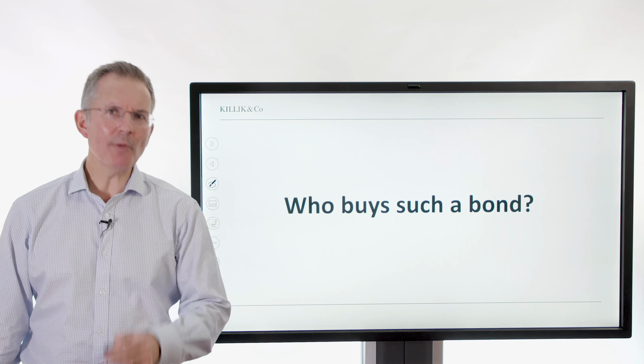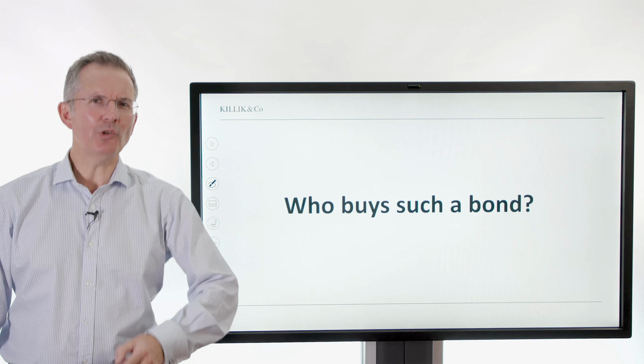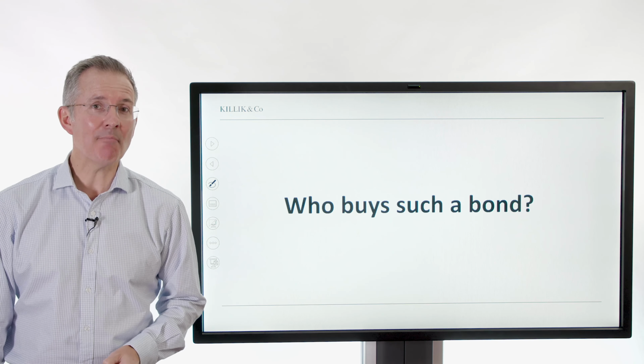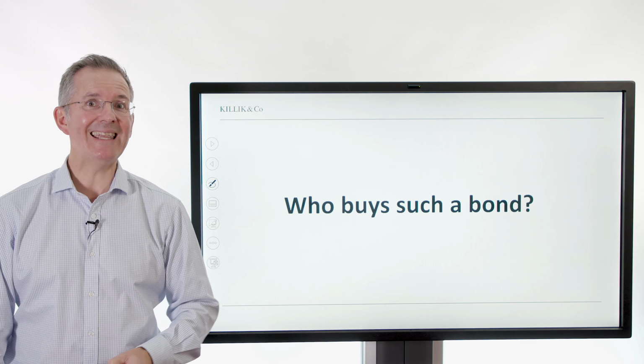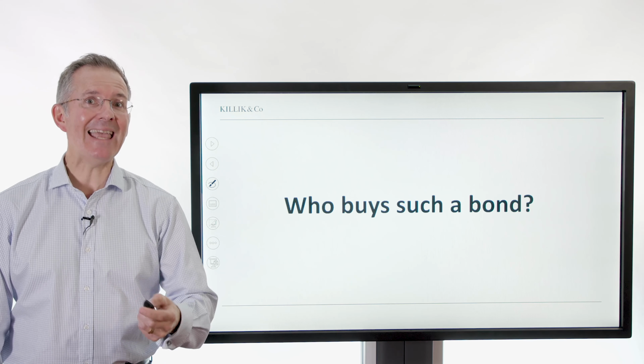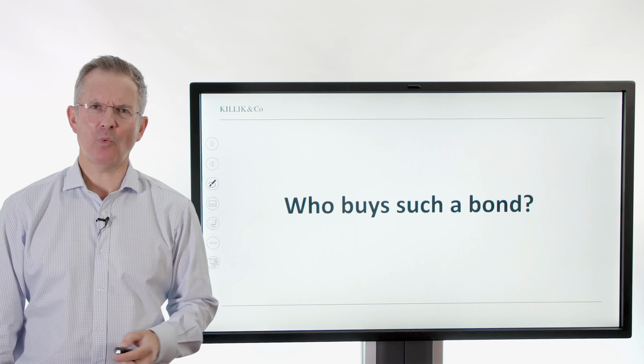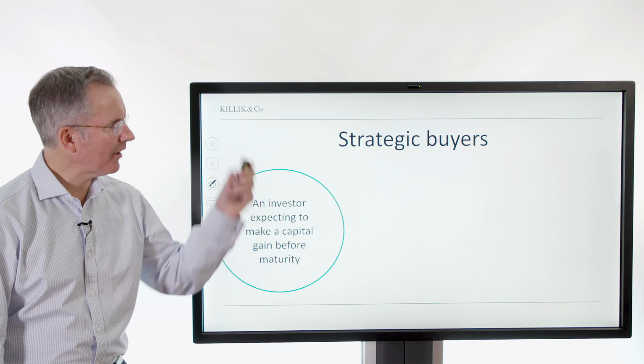So who would buy these things? You might think, why on earth would you buy something with a negative yield? Remember, that implies that effectively you are lending someone else your money, okay, and basically paying them to borrow it. Weird. So who are these people? I've divided them into two camps.